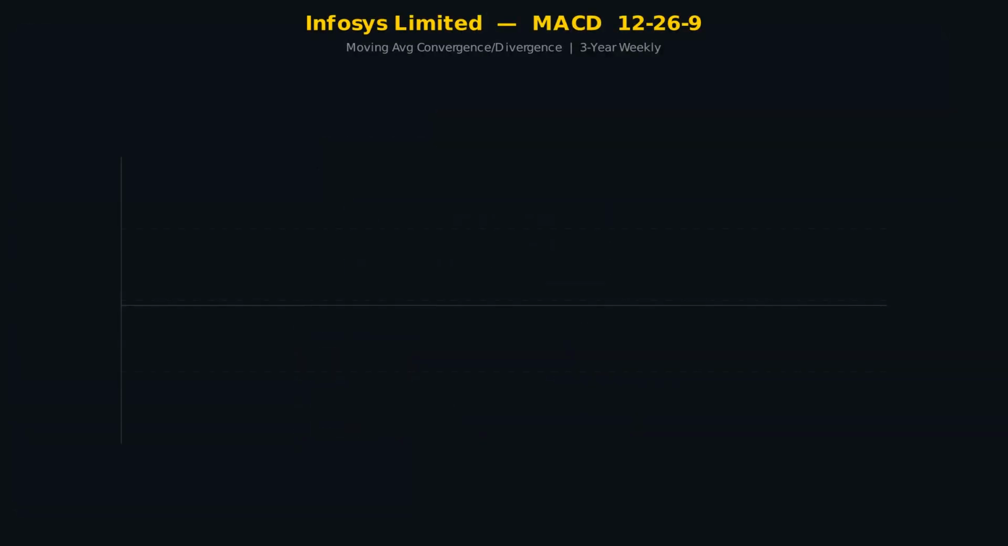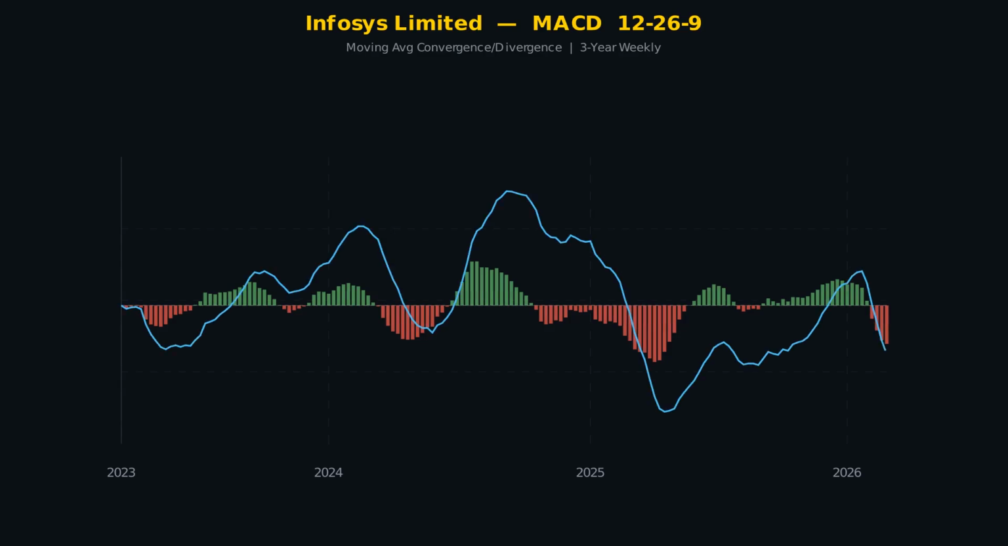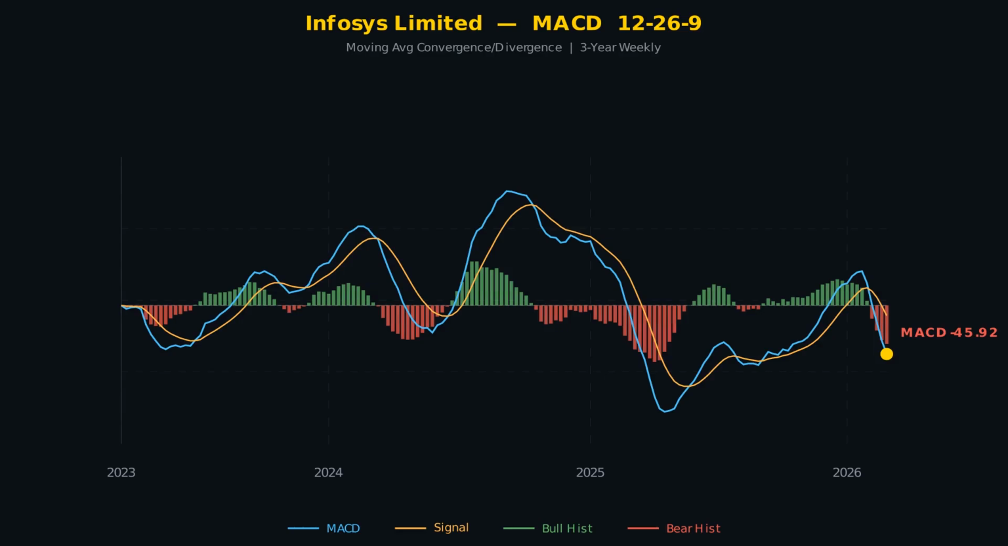Here is the MACD chart for Infosys Limited. Green bars mean MACD is above signal, bullish momentum. Red bars mean bearish momentum. Currently, the histogram is expanding. The MACD line is below the signal line. Bearish pressure is present.